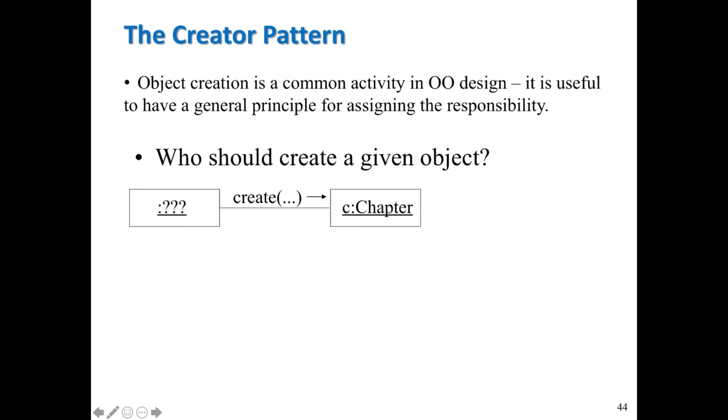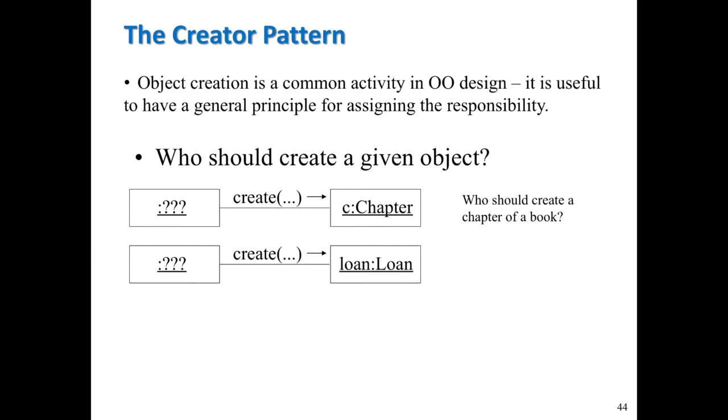So for example, you are making a program, and in your software you are creating an object of a chapter. The question is, who will create this object of a chapter? You know, there are different chapters in a book, so who will create the chapter of the book? Second example, throughout this course we are discussing the example of library loan. So in your library loan system, you are creating an object of loan. Loan is an object of a class. Who will create this object of this class?